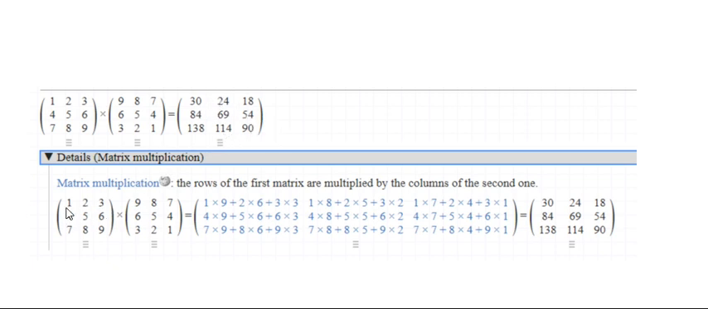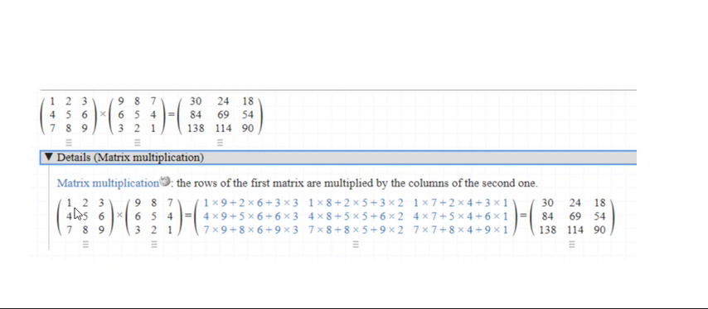So the core idea of matrix multiplication is that row elements of the first matrix will be multiplied with column elements of the second matrix, and ultimately we will get the final answer. So let's try to understand. Let's talk about the very first entry of this final matrix, let's say the C matrix. So let's see how this 30 comes.